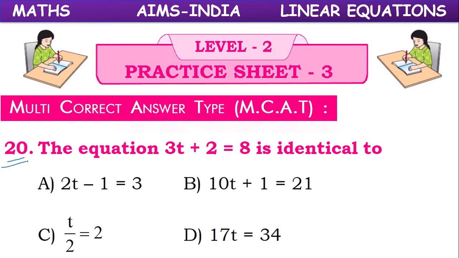So 20th question children, the question is: the equation 3t plus 2 equal to 8 is identical to which of the following equation? In the question, they have given already one equation which is 3t plus 2 equal to 8. Now we have to find out of this A, B, C, D options, we have four other equations here. The given equation is identical to what?